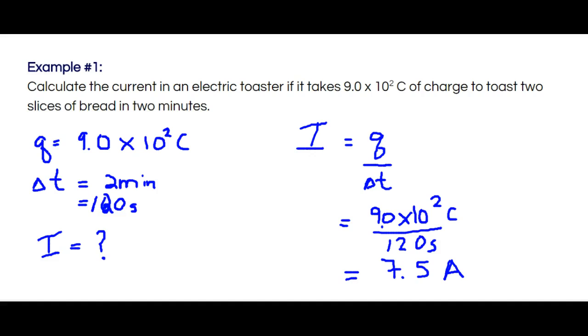Okay, so I've written out a solution here to the problem. I know that my charge Q is 900 coulombs. My time is 2 minutes, but I need to remember to convert that into seconds. So of course 60 seconds per minute gives me 120 seconds. So when I substitute that into my formula where current is equal to the charge divided by the time interval, that gives me 7.5 coulombs per second, which of course I know is an ampere.